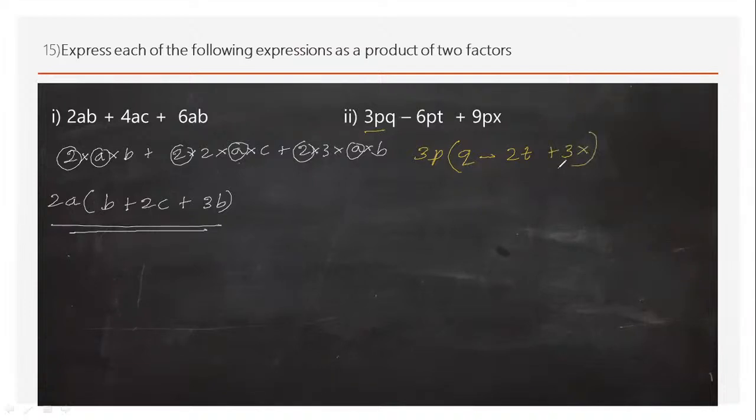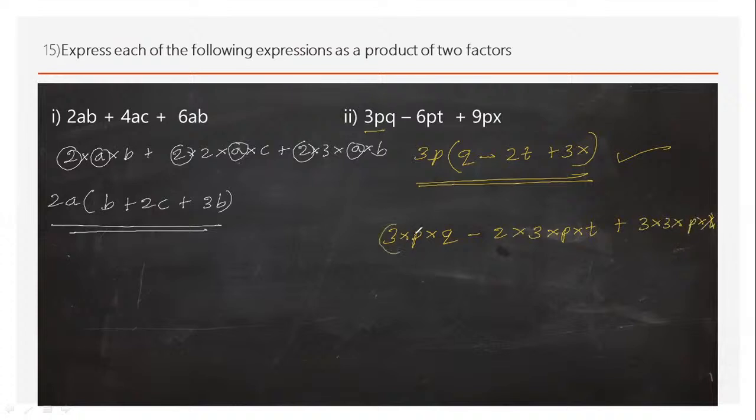This is the answer: q minus 2t plus 3x. Even if it is difficult for you, you can do like the earlier one: 3 into p into q, minus 2 into 3 into p into t. Plus, it is better to do like this. It is long, we have to write. Those who can't really do, that's why I am explaining like this, right? Plus 3 into 3 into p into x.